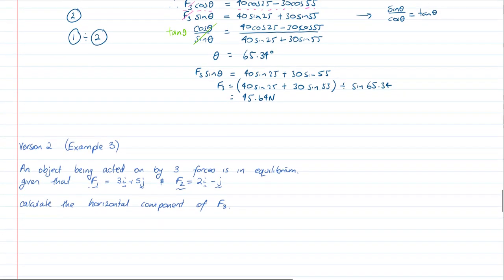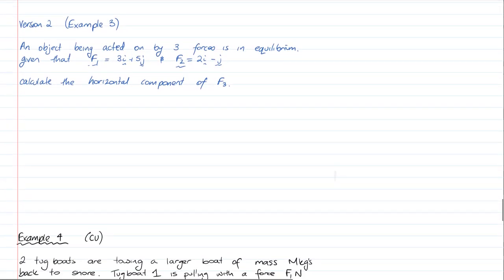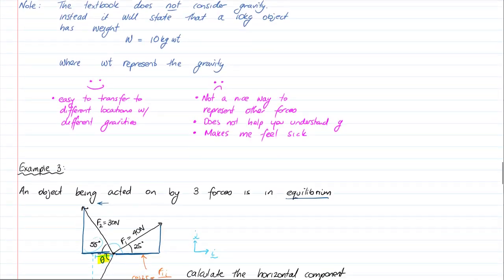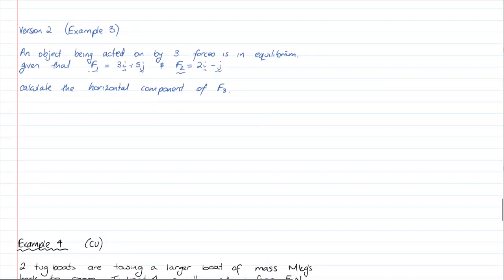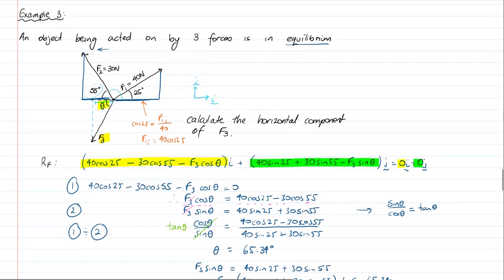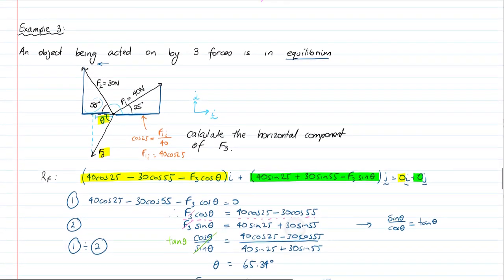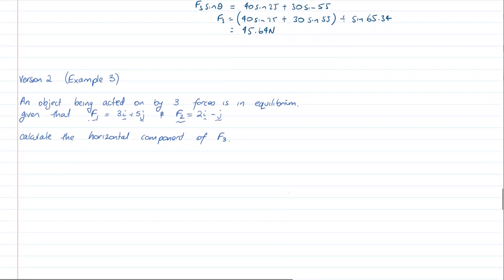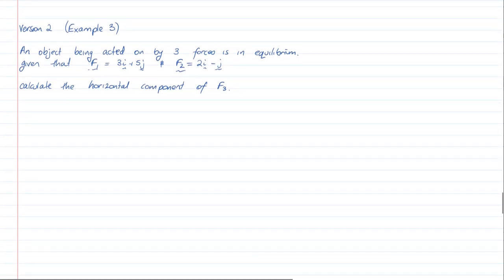Now here's version 2, which you'll be looking at this going, oh no, not another one. Oops, sorry. But I want to just point out that things can change as well. So that was vectors in polar form, keeping the numbers nice by using the polar form. This is vectors in component form. An object acted on by three forces is in equilibrium. So we've got that word equilibrium again. Given that F1 equals that and F2 equals that, calculate the horizontal component of F3.